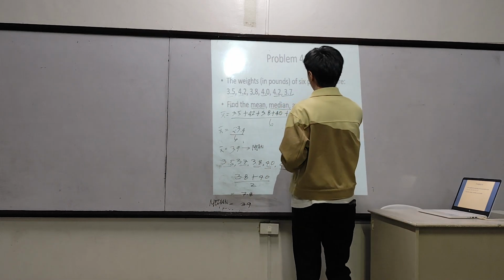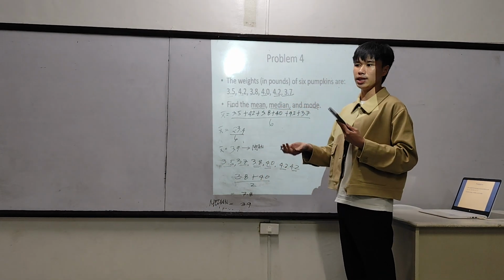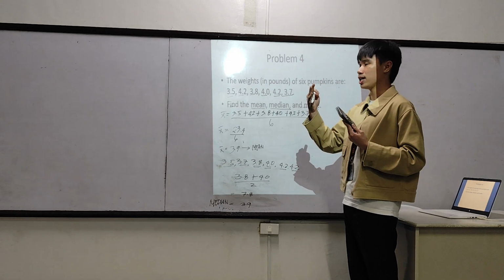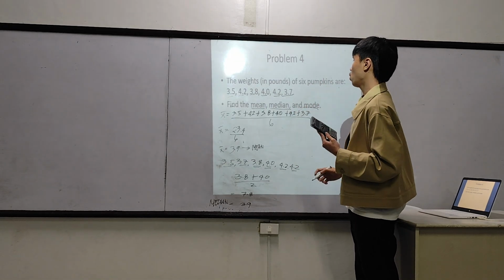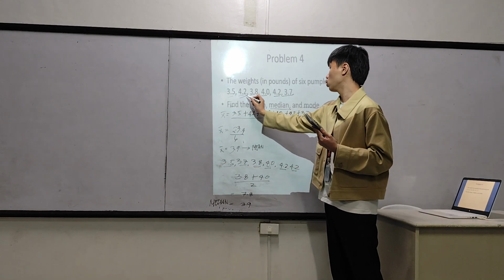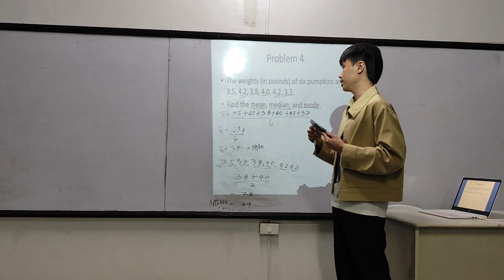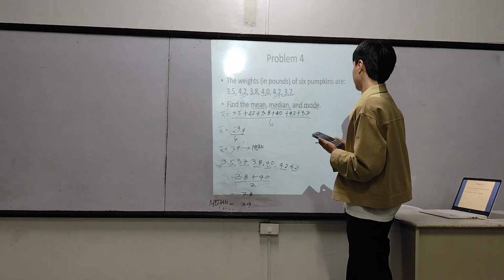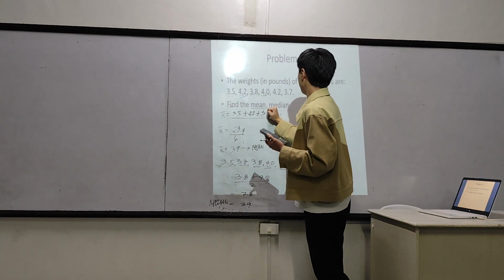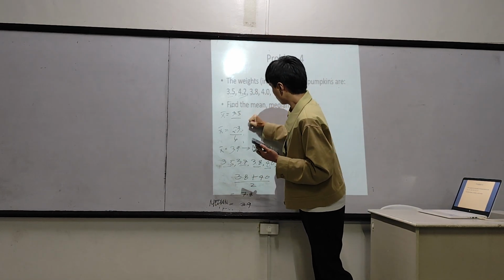And to find the mode, what we need to do is find the repeated number in this data set. As we can see, the repeated number here is 4.2, which we can see twice in this data set. Now, the last one, problem 5 that we need to solve, is this.